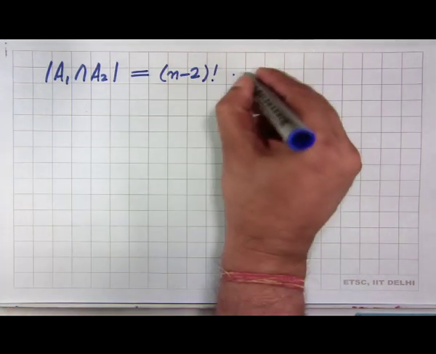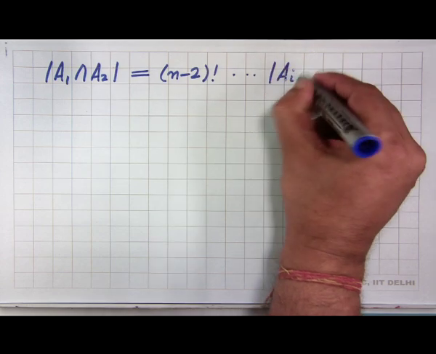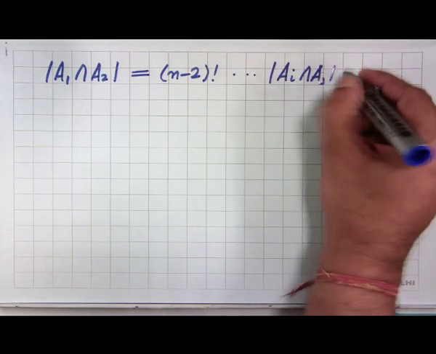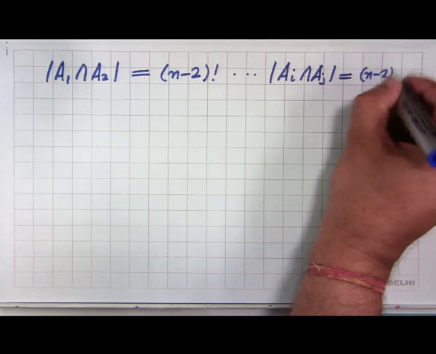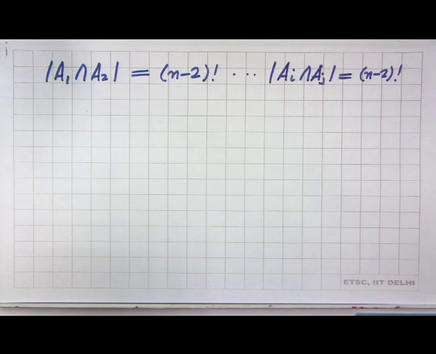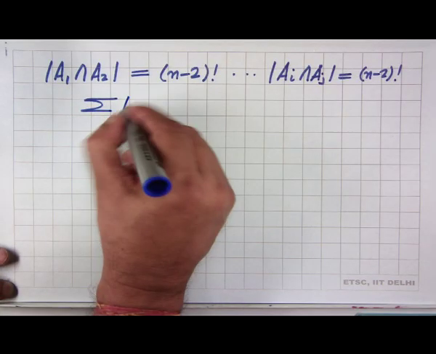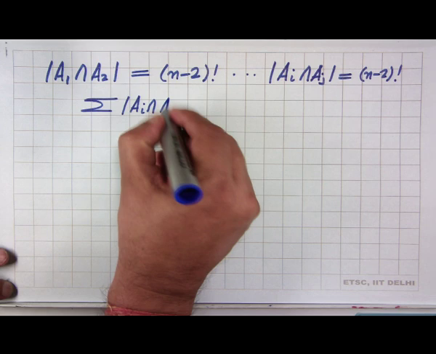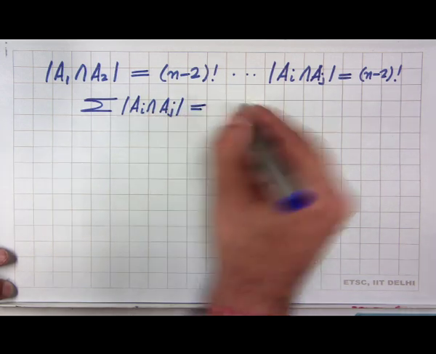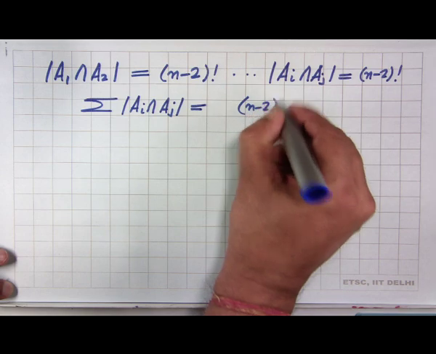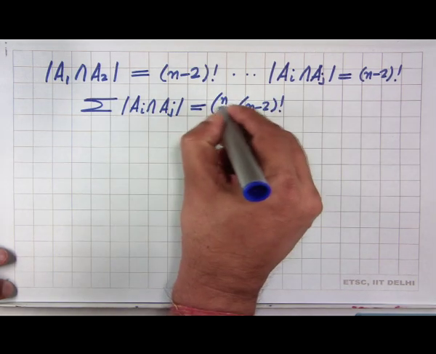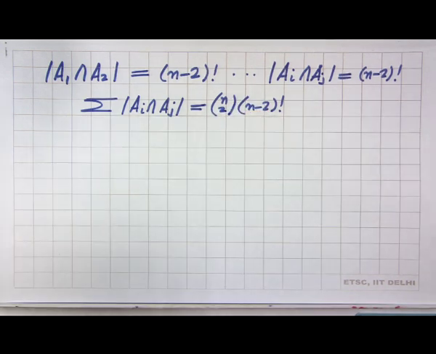This in fact is true for any two sets Ai and Aj, i not equal to j, because two points are fixed, the other are freely chosen, can do it in n minus 2 factorial ways. And now the contribution to sigma Ai intersection Aj, as before, is n minus 2 factorial for each of these terms multiplied by the number of ways in which I can choose these terms. I can choose two elements from n elements in n choose 2 ways, and therefore I end up with n choose 2 multiplied by n minus 2 factorial.